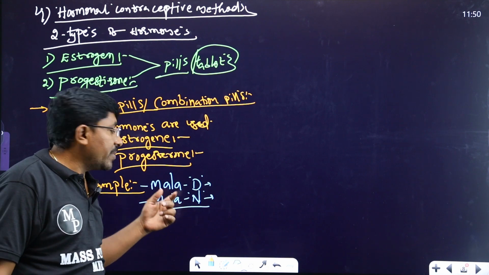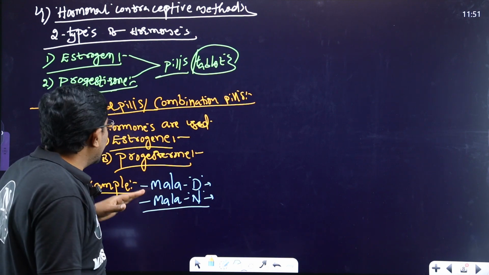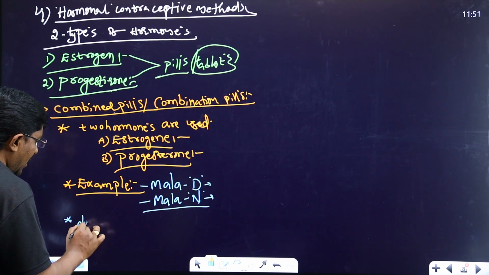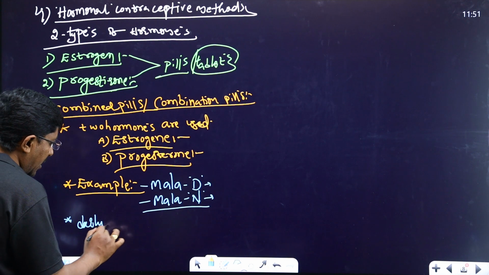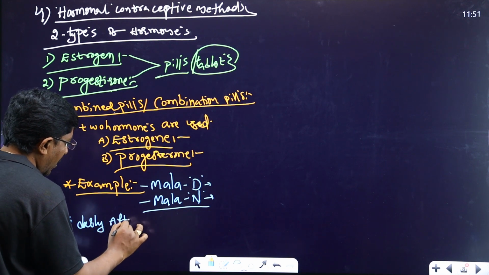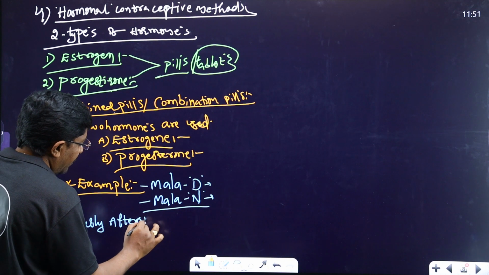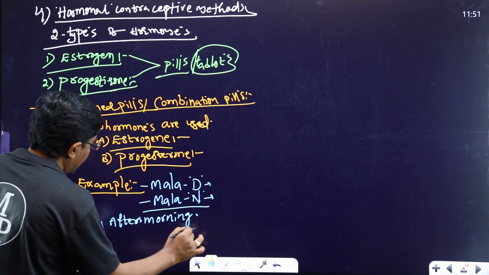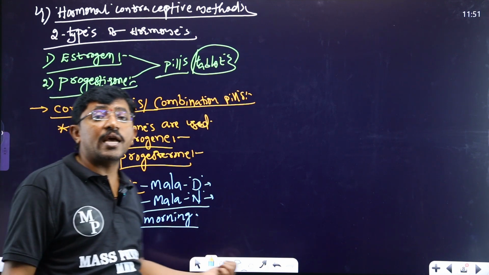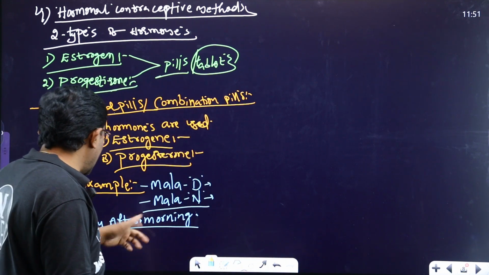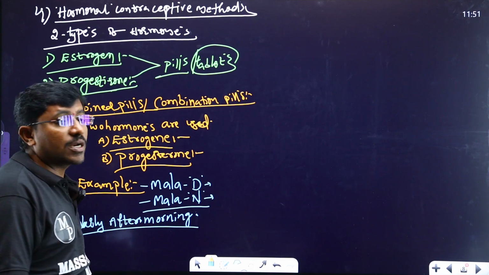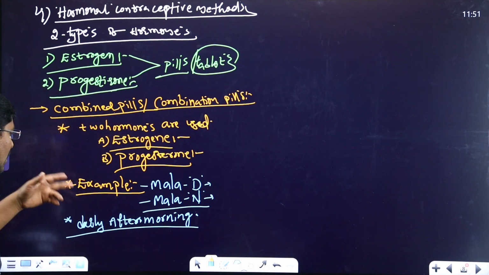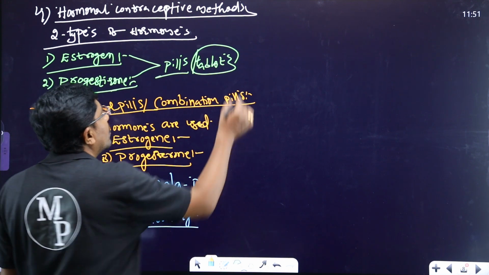It is very clear. These combination pills are used daily after morning, one pill daily. So these are the combination pills and these are the examples.